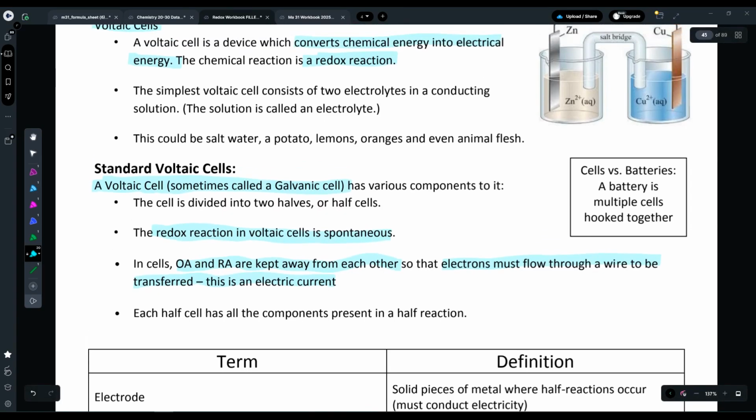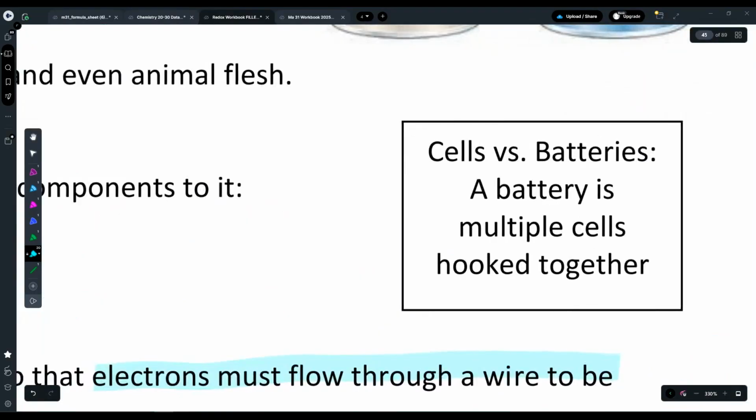So with Voltaic cells, if you group a whole bunch of Voltaic cells together, you're going to get a battery. Okay, so over here where it says cells versus battery, the difference is that a battery is made up of multiple cells connected together.